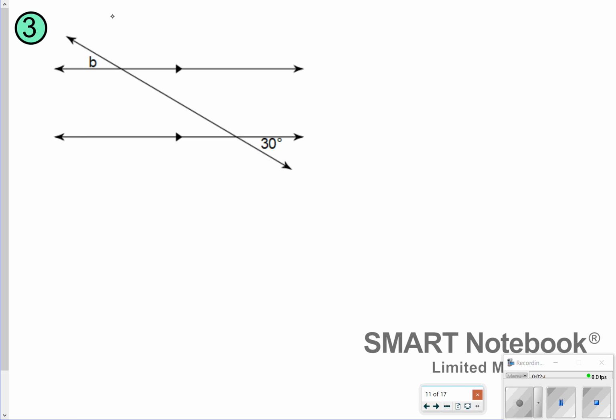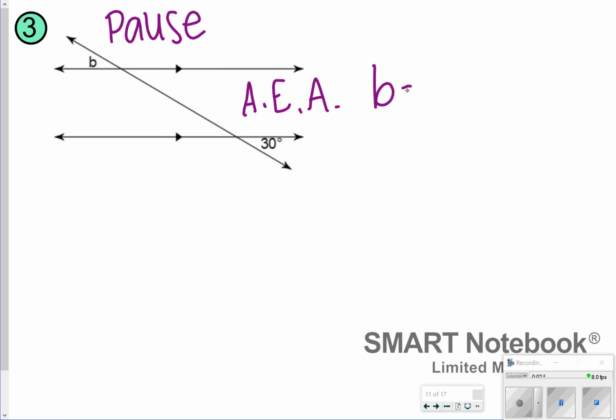Number 3, again, let's go ahead and pause here. Note the relationship between these two angles, and once you're ready, click play to check your answer. These are alternate exterior angles, so I'm just going to put AEA, alternate exterior angles. So B is equal to 30 because they're in the same spot, just alternating.